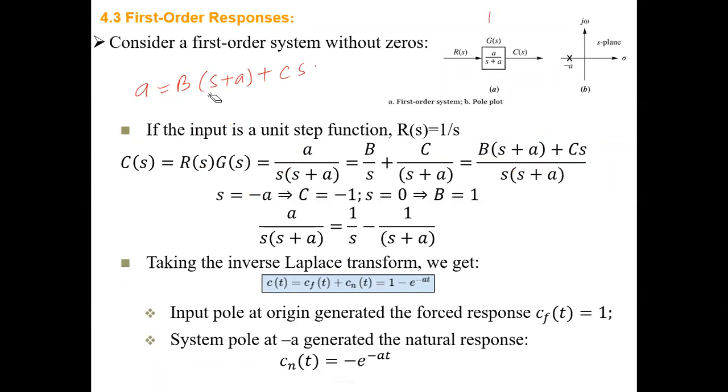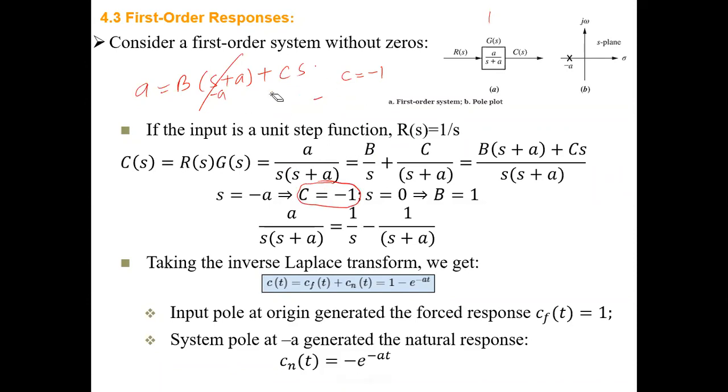So then how do you get the partial fraction here? If S equals negative A, what do you get? S equals negative A, then this guy is 0. Then you get A equals C times negative A. So what do you get here? C equals negative 1 from here.